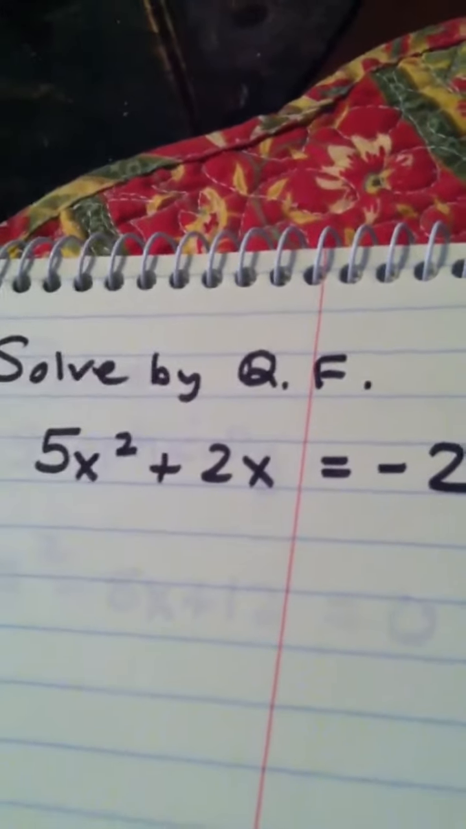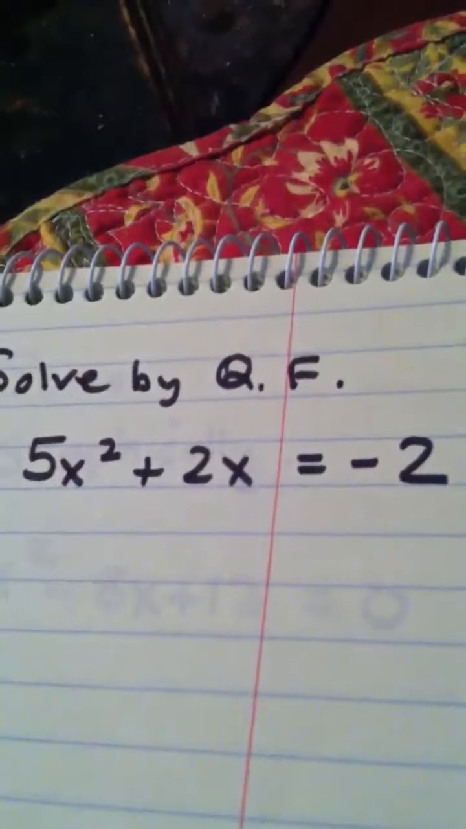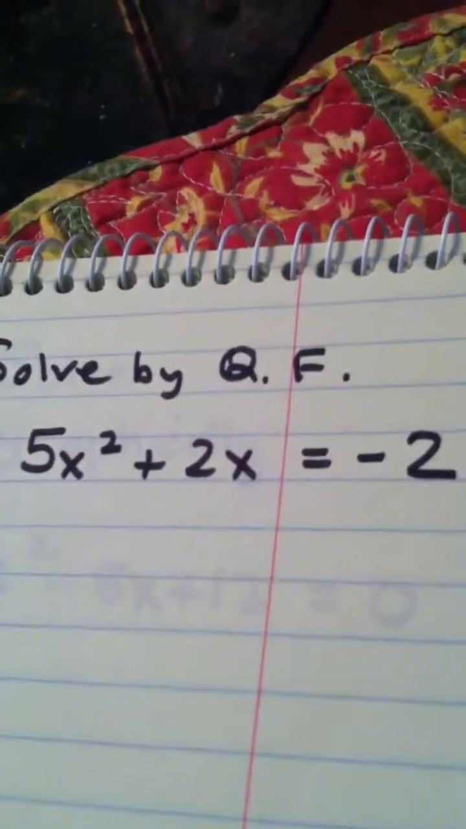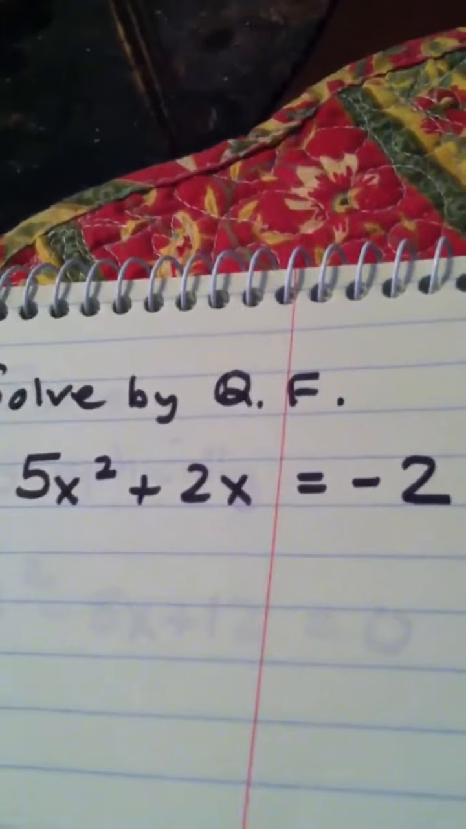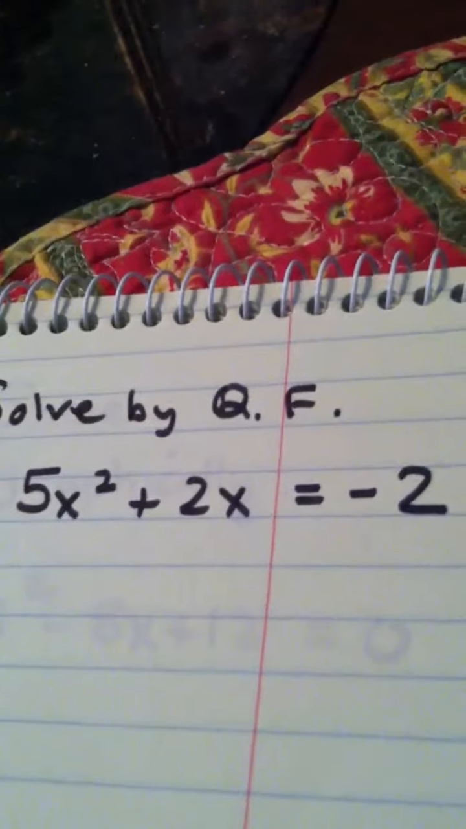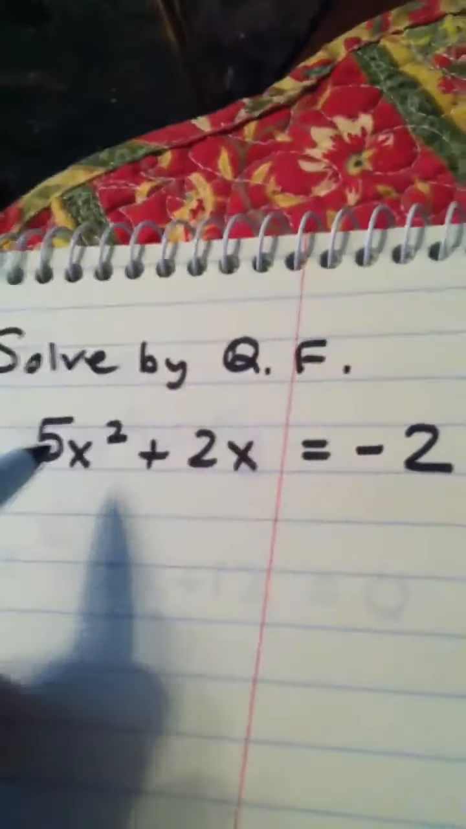The square root property, completing the square. I try to reserve the quadratic formula as my, okay, if I need to, I'll use it, but if there's another method that I can use quicker, let's do it, okay? But sometimes you just have to use it.